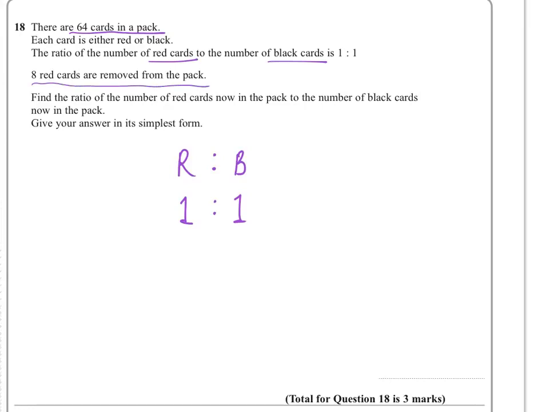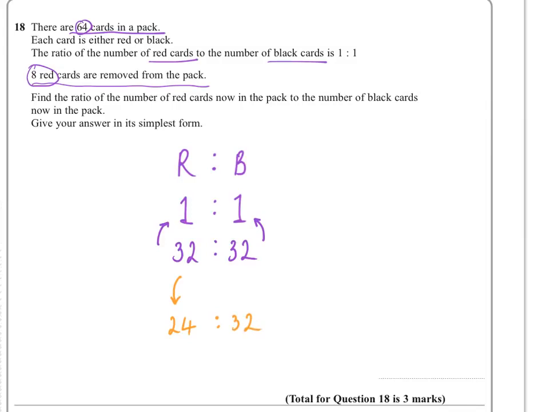And it says find the ratio of the number of red cards now in the pack to the number of black cards. That's quite a difficult question if you're not used to ratio, but here's how I would explain it. If there are 64 cards to start with, you could say for every 32 red there's 32 black, because you can divide both sides of this ratio by 32 and get back to 1 to 1. Now we know that 8 red cards were removed from the pack, so if we take 8 off here, that means that we've got 24 red for 32 black.